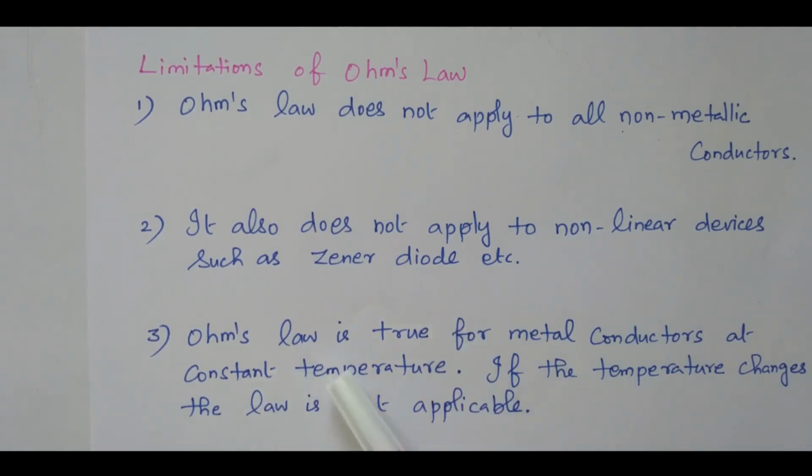The third one: Ohm's law is true for metal conductors at constant temperature. We already discussed that if the temperature changes, the voltage, current, everything will change, so we cannot apply Ohm's law. Only when the temperature is constant can we apply Ohm's law. If the temperature changes, the law is not applicable. So it is applicable only to metal conductors under constant temperature. Non-metal conductors are not possible, and non-linear devices are also not possible. So these are all the limitations of Ohm's law.